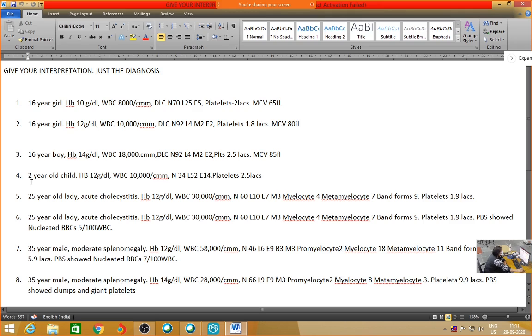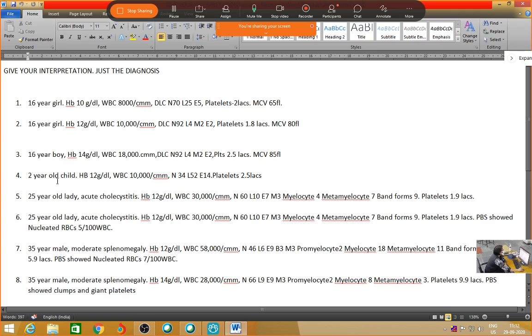Coming to the next one, it's a 2-year-old child. Hemoglobin is 12 grams. WBC is 10,000. Neutrophil is 34. Lymphocyte is 52. Eosinophils are 14%. Platelets are 2.5 lakhs. So if you look at this, you have to know what is the normal count in a 2-year-old child. A 2-year-old child is almost like an adolescent only. Okay, the counts don't vary so much.